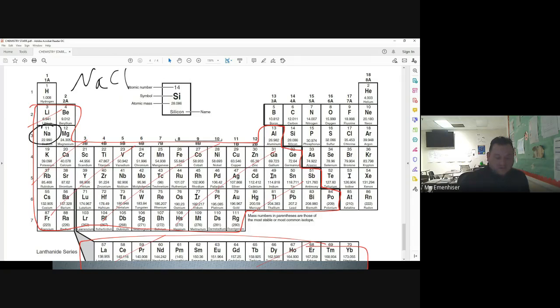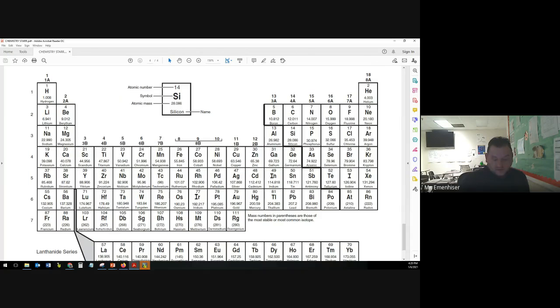All right, and then chlorine is up here. I'll do this in purple. Chlorine is right here. And so that tells me everything up here is a nonmetal, including hydrogen. So hydrogen and all these elements over here are nonmetals. And so I know that chlorine is a nonmetal. All right, so I have a metal and a nonmetal. So what kind of bond do we have between them?